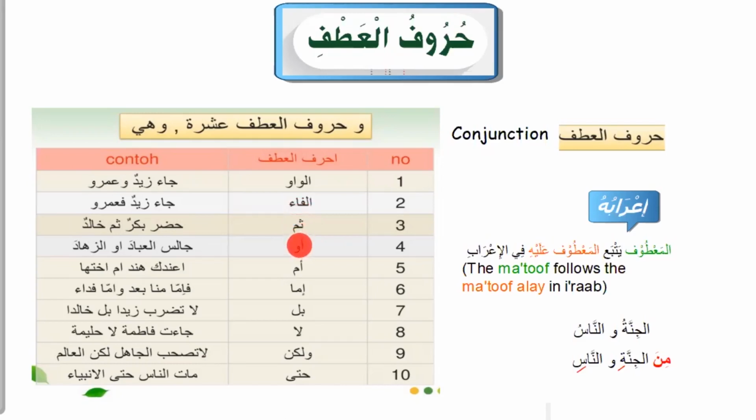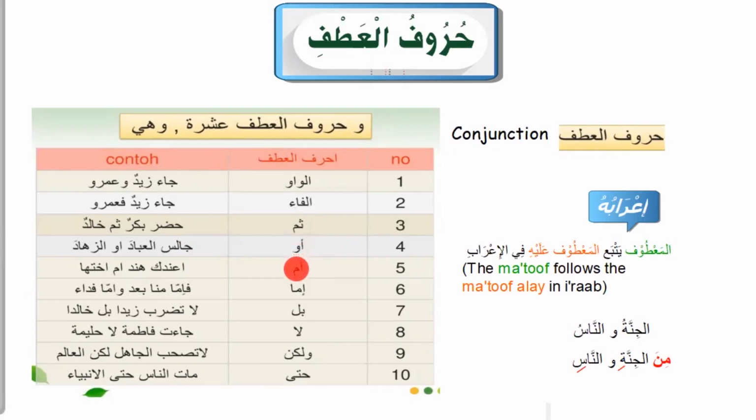Now we have the fourth one, "aw". Okay, "aw". As you can see here, this "aw" means "or". Okay, it means "or". So as you can see here, but there's something I must clarify here.